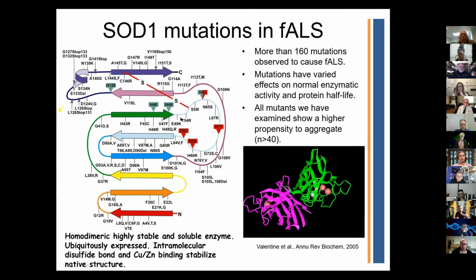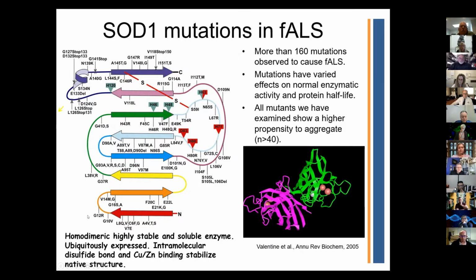We've looked at about 40 different variants, and in all of them that we've looked at, the mutant protein is more prone to aggregate, and it will make a pathological inclusion structure, at least in cultured cells anyway. And all the mice that have been made also have SOD1 positive inclusions. So SOD1 normally is a homodimer that binds copper and zinc. The wild type enzyme is very, very stable, very well folded. It's expressed everywhere throughout the body.